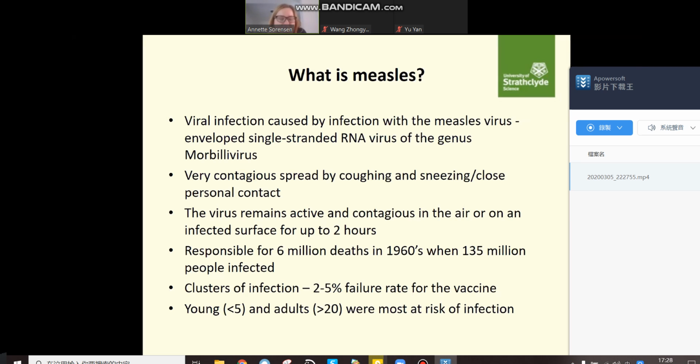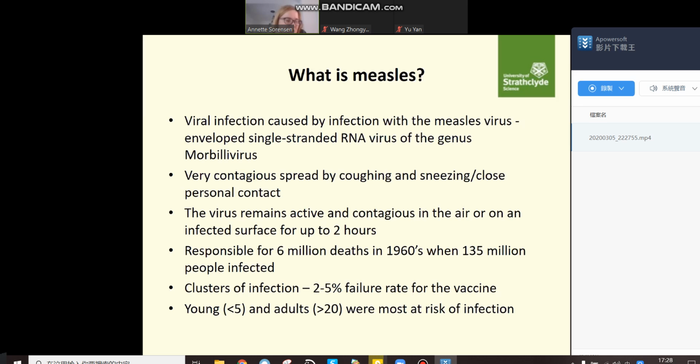Now, the measles virus was responsible for 6 million deaths in the 1960s, when 135 million people were infected. You often see clusters of infections. The vaccination does have a failure rate, so some people are not responding to the vaccination, but it's quite low, only between 2 to 5% of the population. People at most risk of this infection are really young people, so children below the age of 5, and adults above the age of 20.